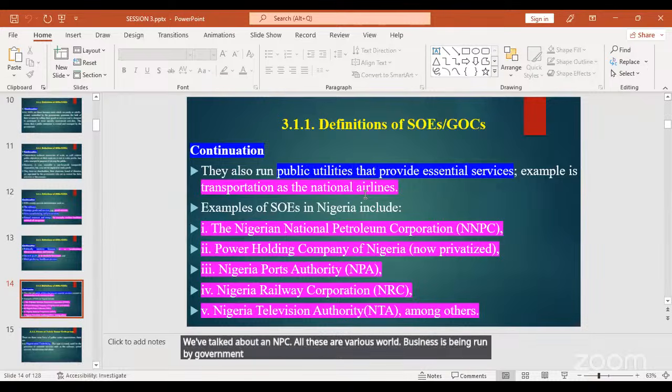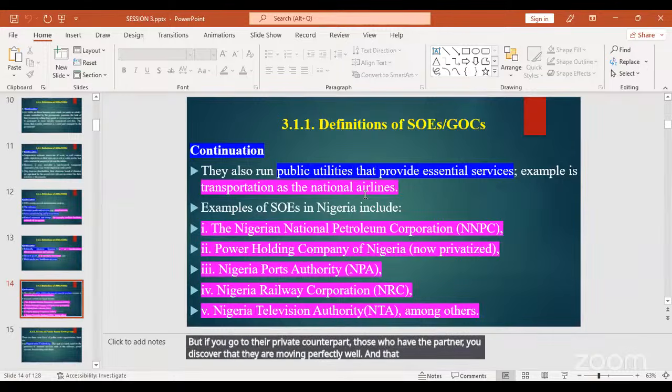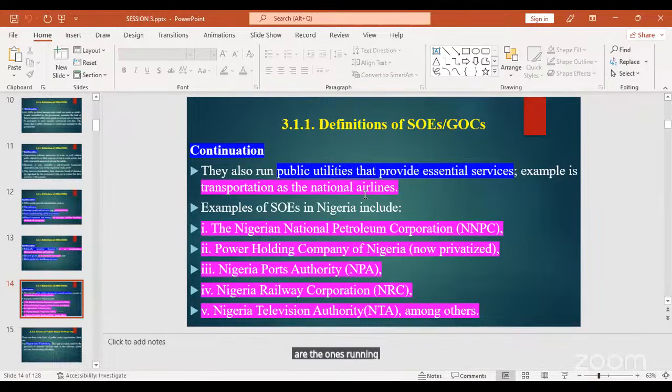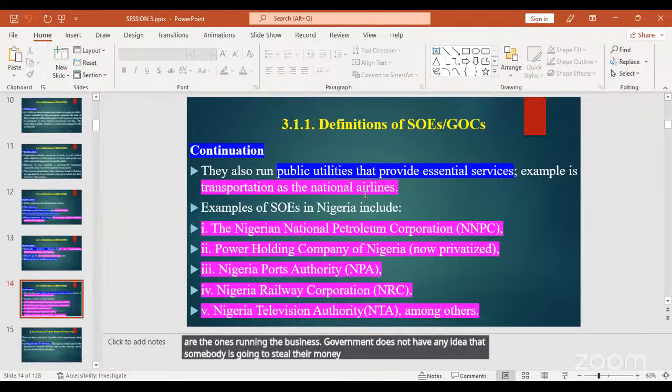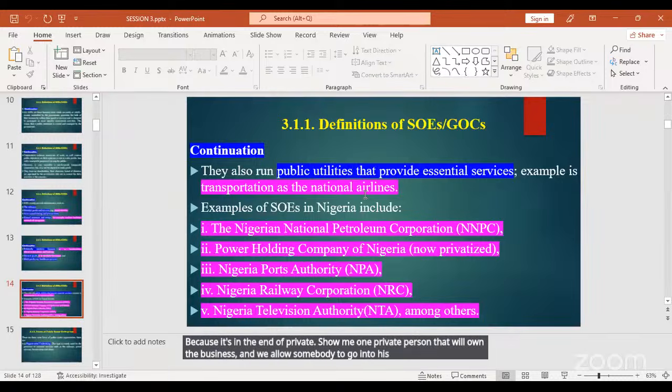All these are various businesses being run by government. But if you go to their private counterparts, you discover they are moving perfectly well. And that's why a free market economy, where private people run the business, works. Show me one private person who will own a business and allow somebody to go into his business and be stealing. They put CCTV everywhere every day.